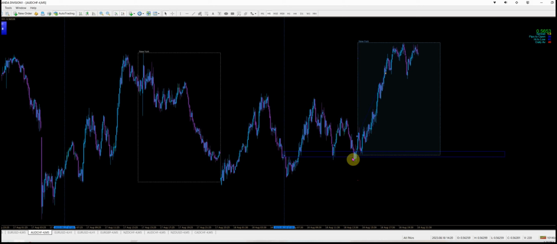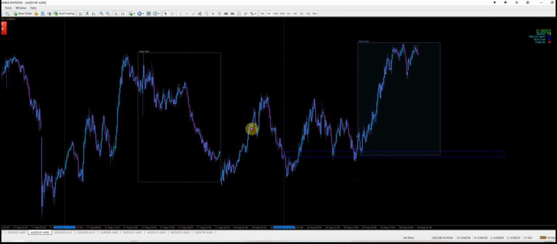but probably a pip and a half. And, you know, quite honestly, if I had had it just below this low, price came down here, there's a chance I would have gotten stopped out on this trade because this is only about 2.5 pips away. So I put it down here, gave it a little breathing room.